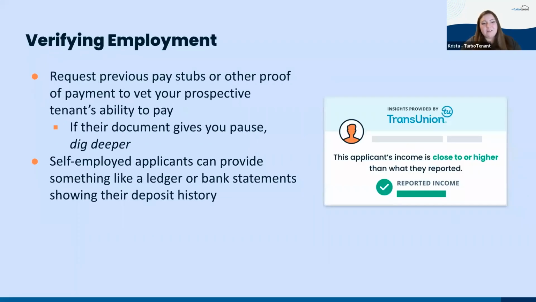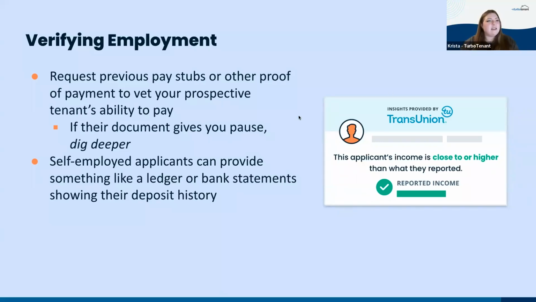So when it comes to verifying employment, there are a few things that you should do. First of all, you should request previous pay stubs or some other kind of proof of payment. That way you can understand their ability to pay your monthly rent. But if that documentation gives you pause, that is a sign that you should dig deeper. If you have someone applying who is self-employed, they can provide something like a ledger or bank statements, anything to show their deposit history, because you really want to see that money is coming into the account since you will be charging them money every month.